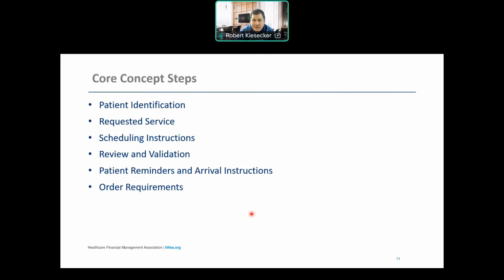You're going to review and validate. You're going to make sure that everything seems to be copacetic or in line with what you're expecting. You may be giving them patient reminders and arrival instructions. You're going to be explaining to them, hey, this is where your services are going to be. This is the date. This is the time. This is how you get there. This is the floor that we're on. This is where you might park. This is where people are going to pick you up at the end. All of these, patient reminders and arrival instructions. You may even put it on a piece of paper or send it digitally. And then you're going to make sure that you have all of the order requirements met.